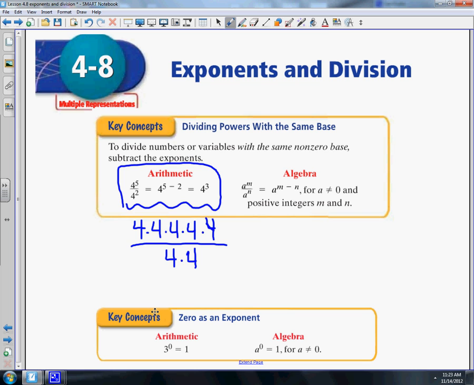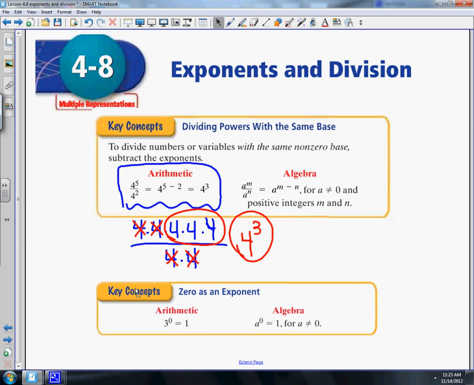Anything that they have on the top and the bottom, I can cancel out. So if I cancel that one out, I can cancel that out, because 4 divided by 4 is 1. And then this 4 divided by this 4 is 1. So what I'm left with is 4 to the 3rd power on the top.